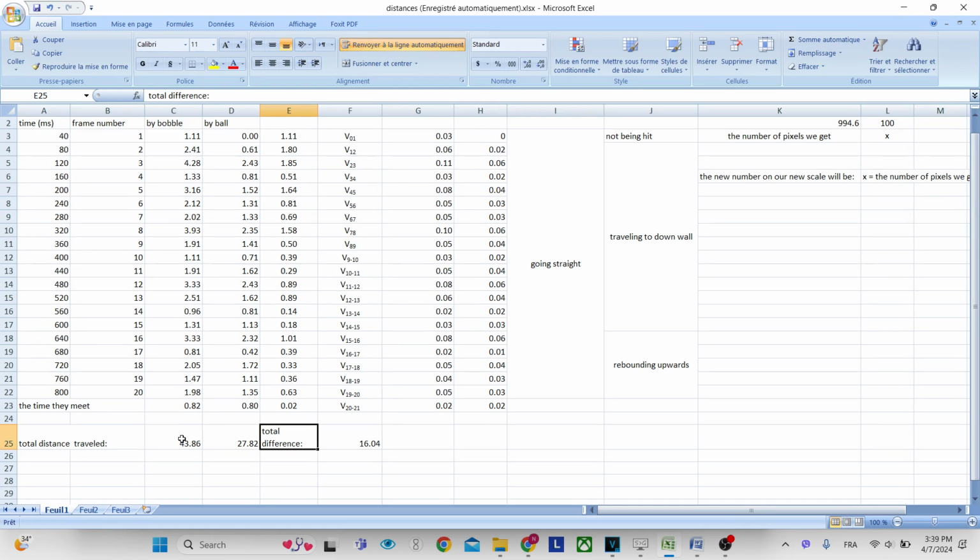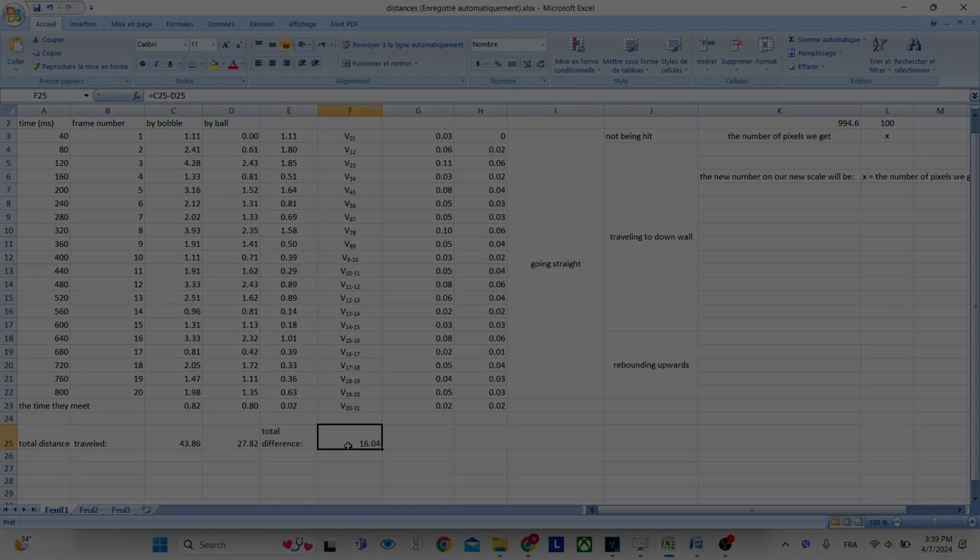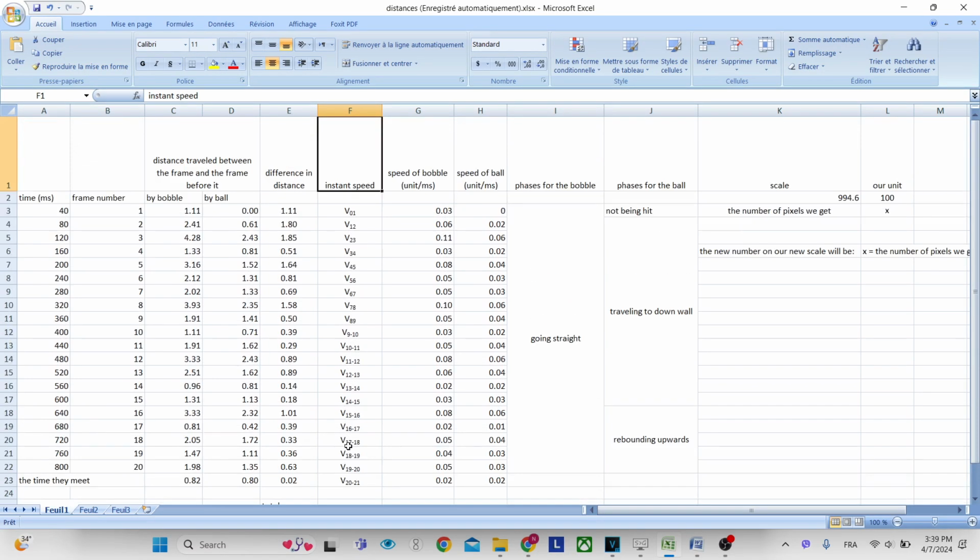And then we also did that for the total distance difference, meaning the total distance traveled by the Bobble minus the total distance traveled by the ball, and we got 16.04 in our unit. This is the distance difference between how long the Bobble traveled compared to the ball. Our goal is knowing from where this 16.04 unit distance difference is coming from. What's the reason it's not equal distance? So to do so, we measured the speed of the Bobble and the ball at each frame. So how to calculate speed?